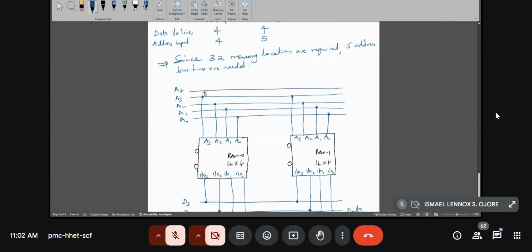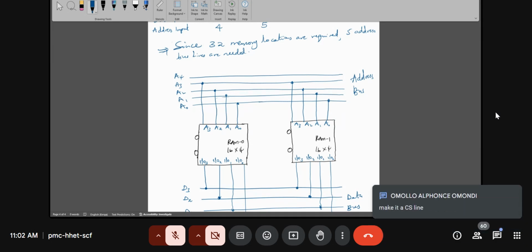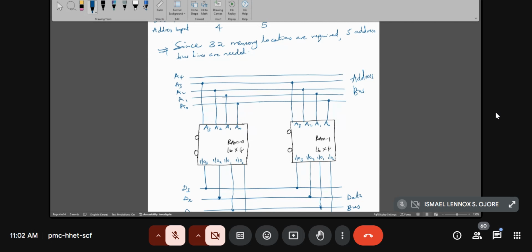But now we are left with an address line here, A4. What do we do with that A4? This is our address bus. Anybody that can help us with what we do with the A4? Make it a CS line. Yes, that is correct.